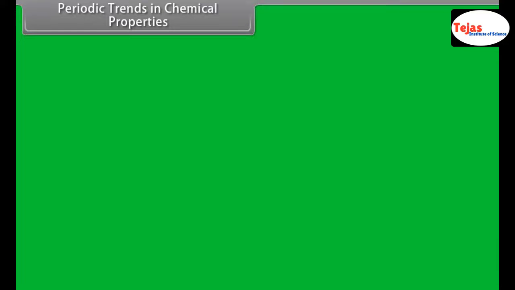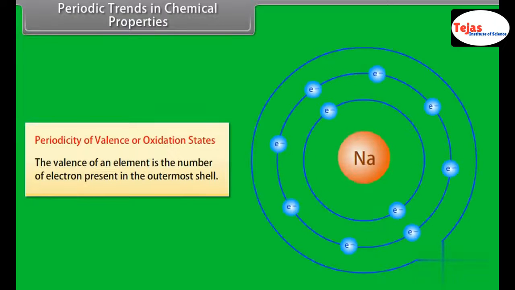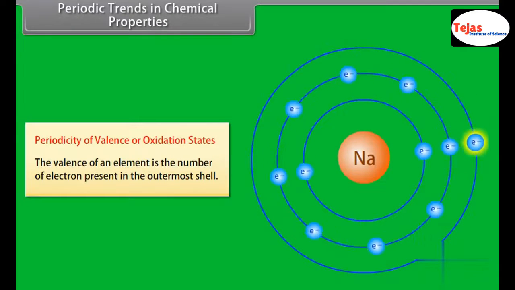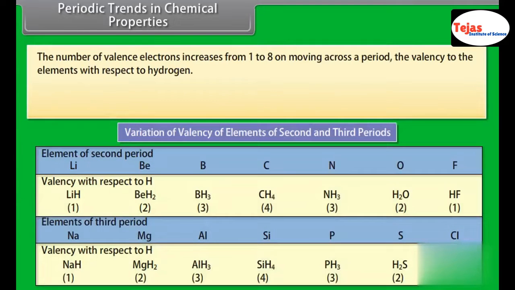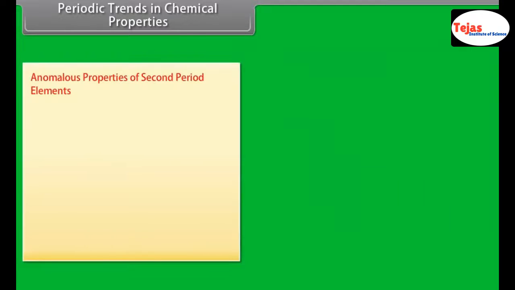Periodic trends in chemical properties. Periodicity of valency or oxidation states. The valency of an atom is the number of electrons present in the outermost shell. The number of valence electrons increases from 1 to 8 on moving across a period. The valency of the elements is determined with respect to hydrogen. On moving down a group, the number of valence electrons remains the same and therefore all the elements in a group exhibit the same valency.